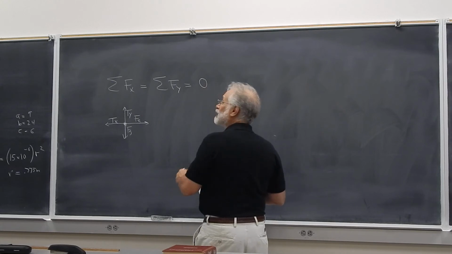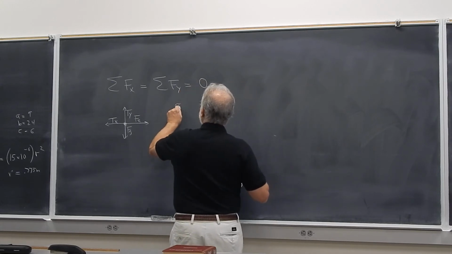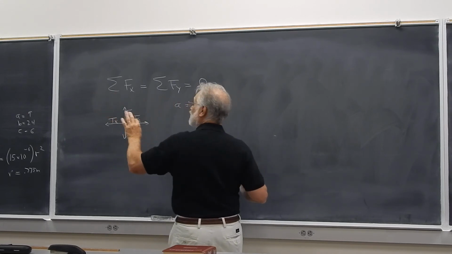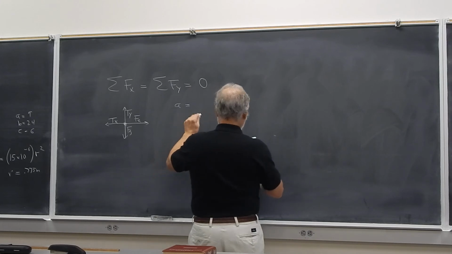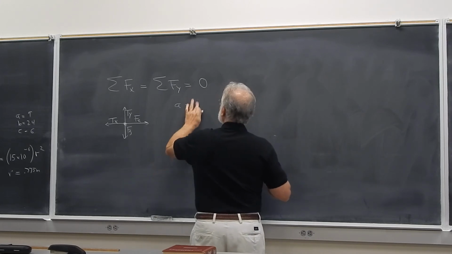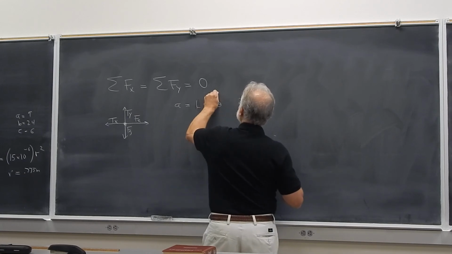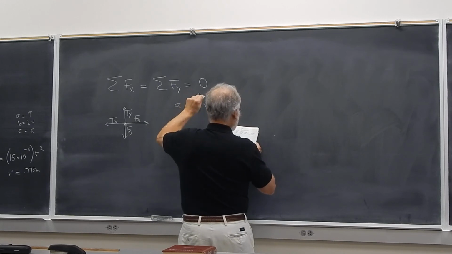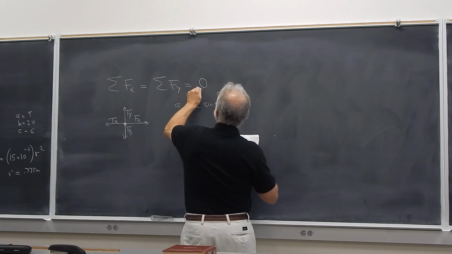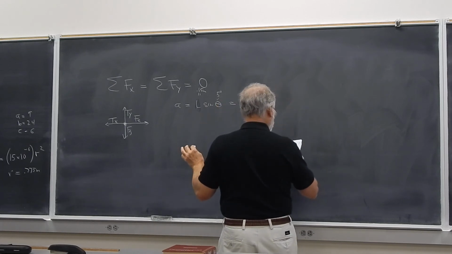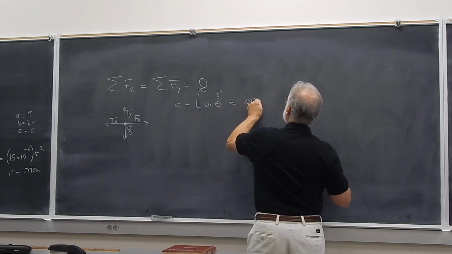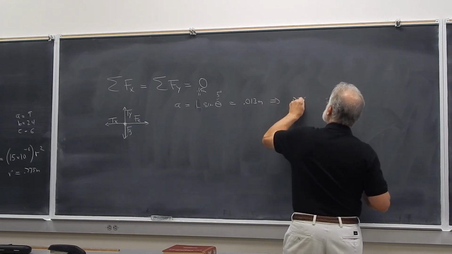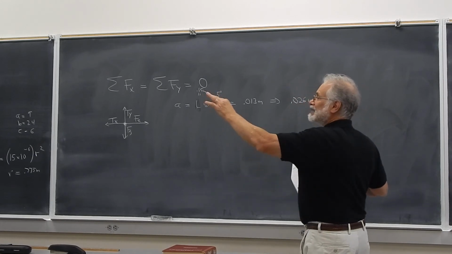First off, I know that I can get the distance between the two charges, 2a. If I find a first using trigonometry, I can say that a is equal to L sine theta. Theta is 5 degrees, let's say, and L is 0.15 meters. So I can find that a is equal to 0.013 meters. That means the two spheres are separated by 0.026 meters because they are separated by a distance 2a.